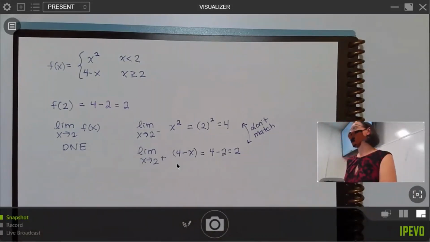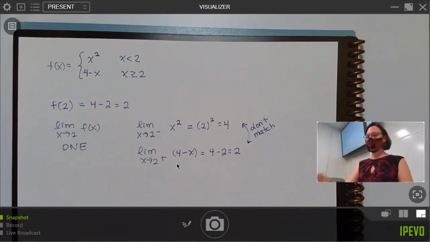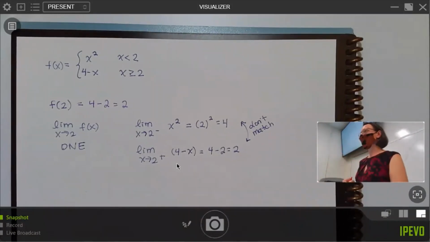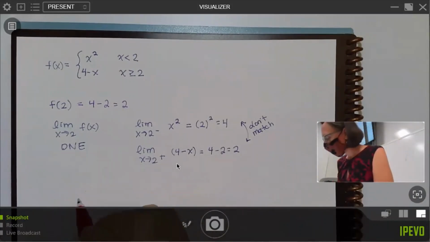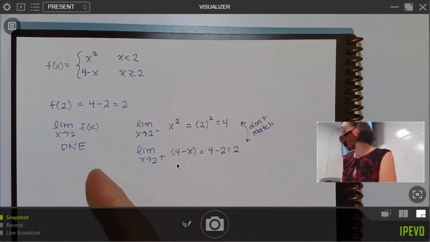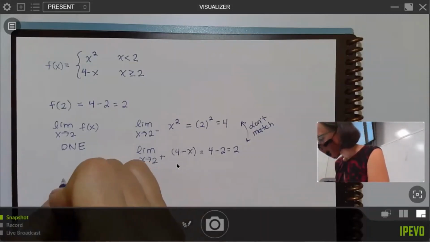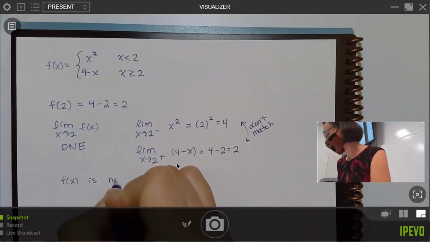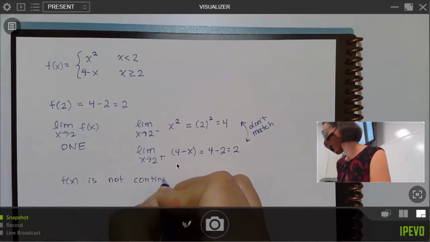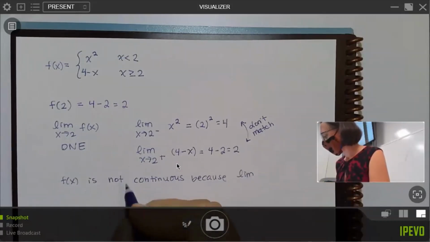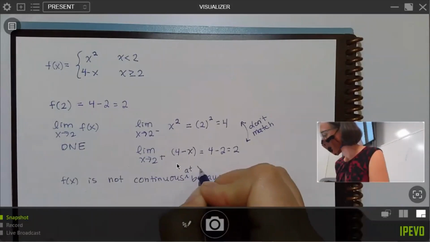Now, the next part of this question asks, is it continuous? And just as a reminder from the other day, there are 3 pieces to our definition of continuity, and all 3 of those have to be true. So this is not continuous because we've failed one piece of our continuity definition. So f of x is not continuous because, not continuous at x equals 2.